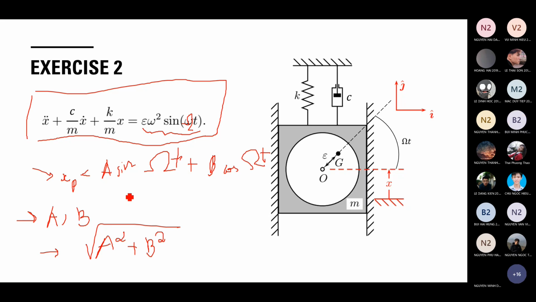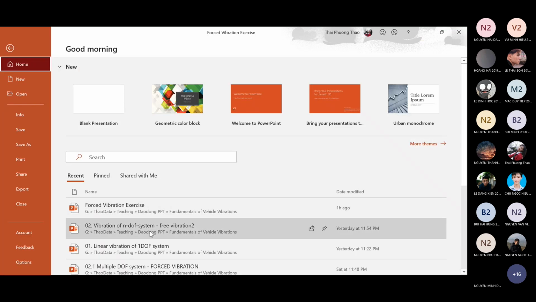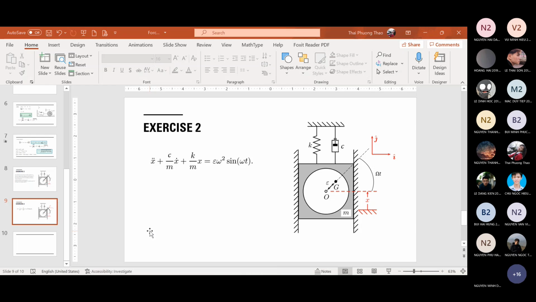Like for me, okay. So now we come to the end of the first chapter of vibration. It is the chapter for one degree of freedom, or somebody states that it is the single degree of freedom. And now we turn to the next slide. It is the free vibration of multiple degrees of freedom.